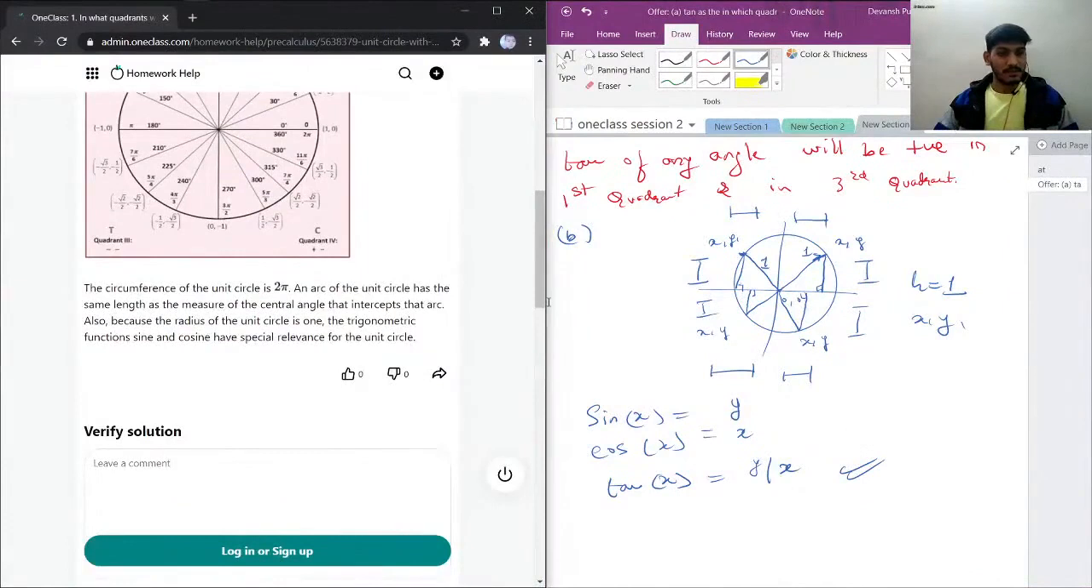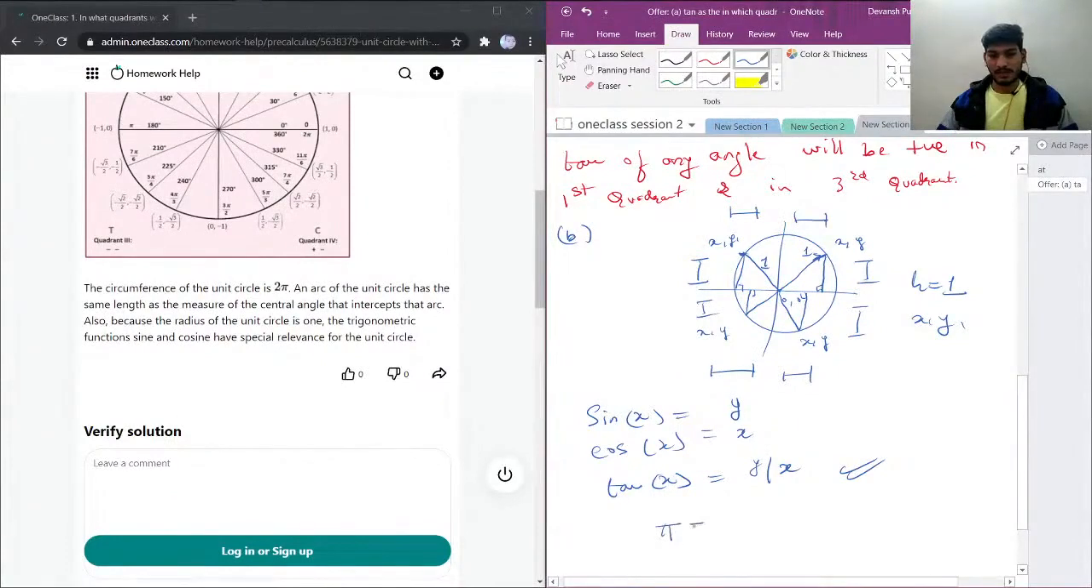The circumference of the unit circle is 2 pi, so that is true. So basically pi is the ratio of the circumference of a circle to its diameter. So we get circumference as 2 pi r, and this r is 1 here, so we get 2 times pi.